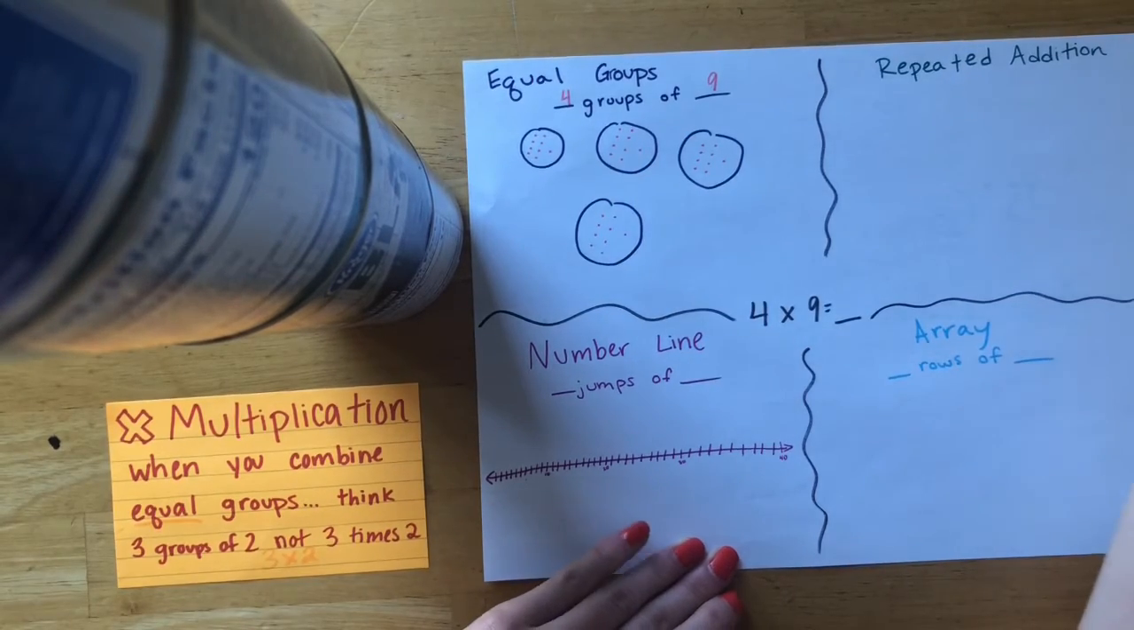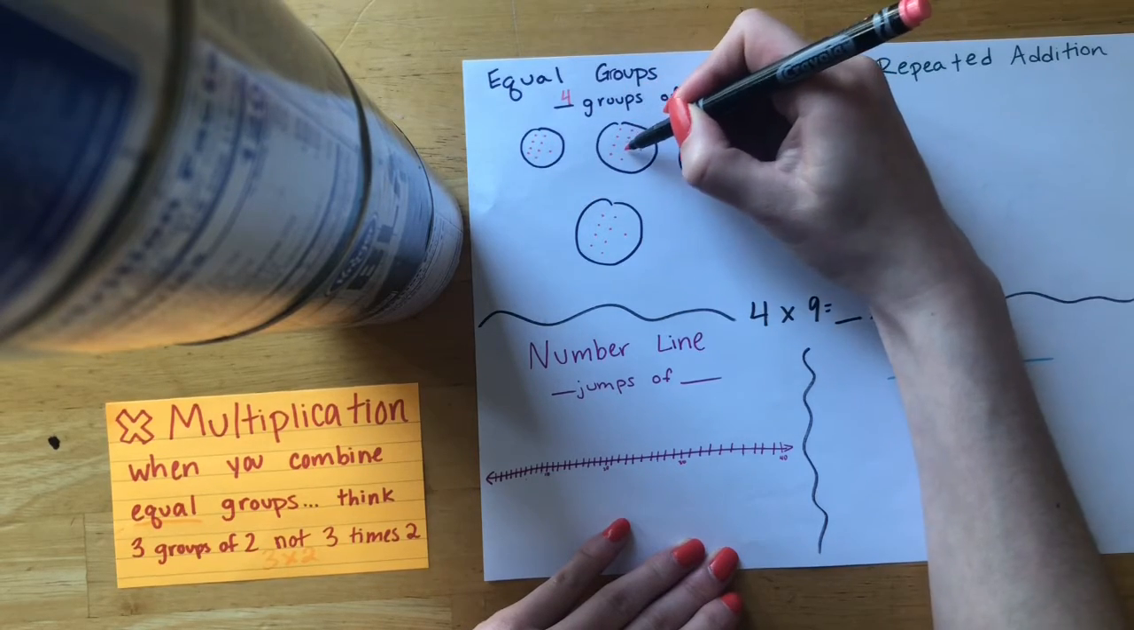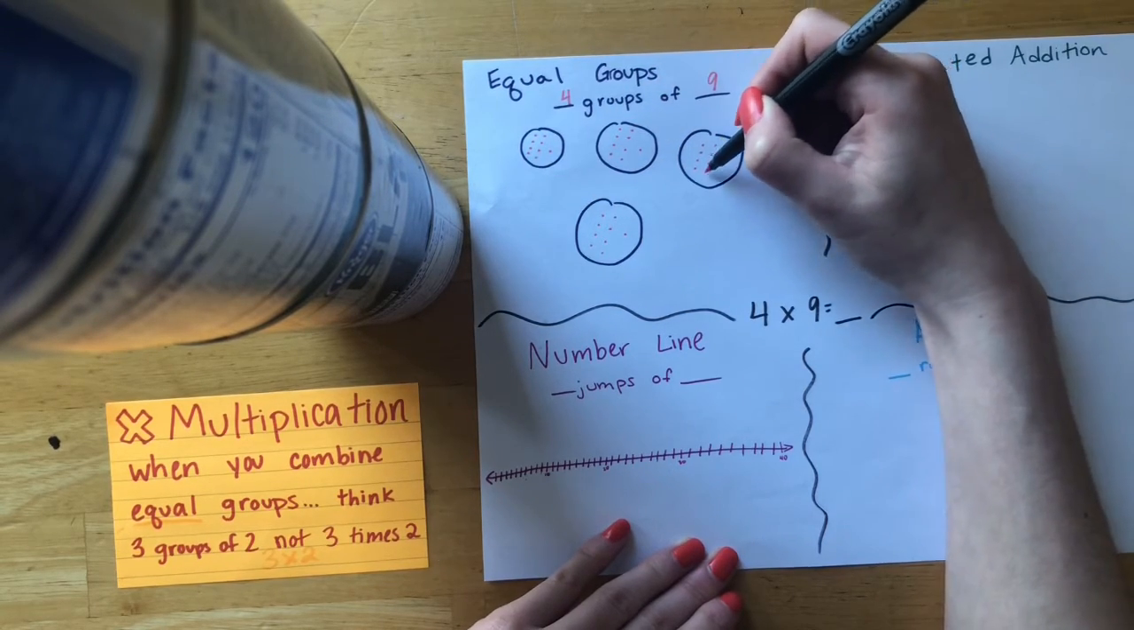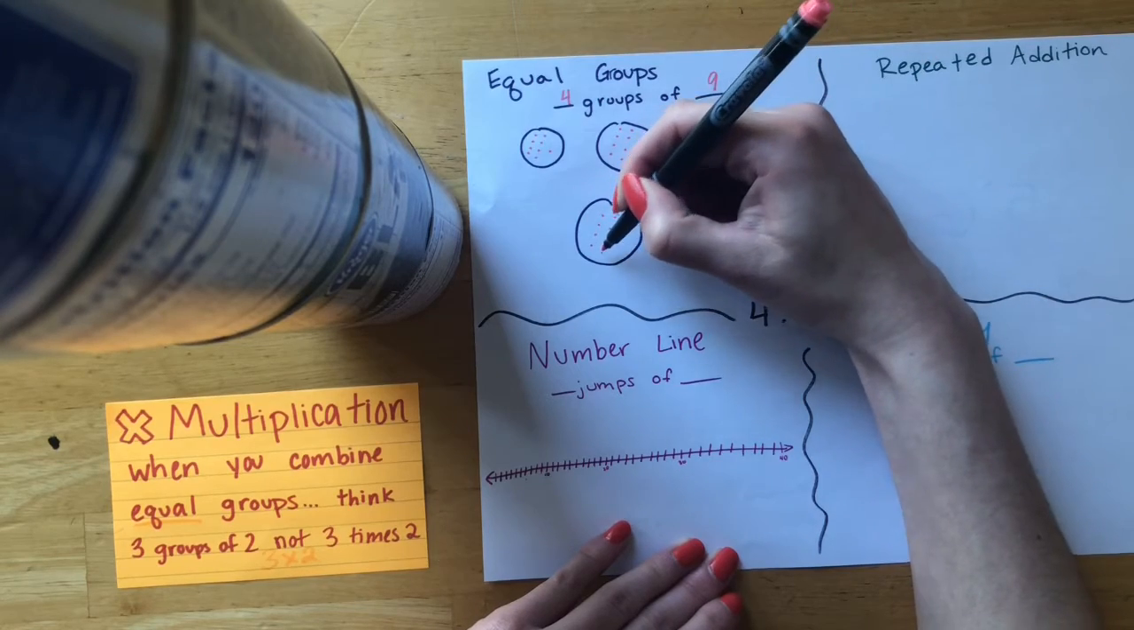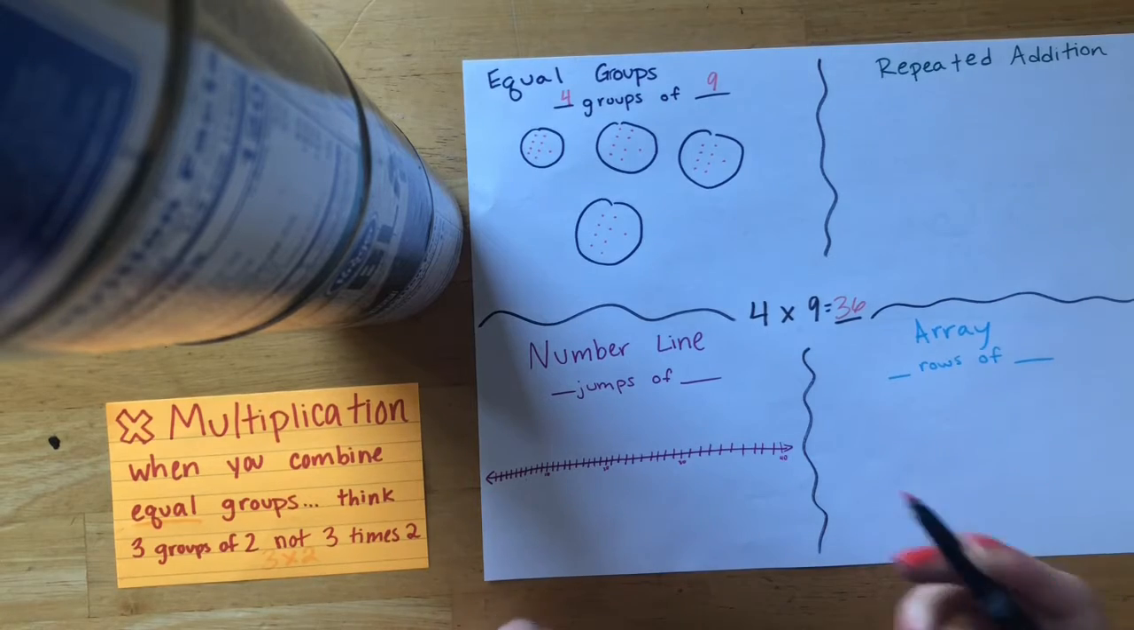Now I have to count up all the dots. 1, 2, 3, 4, 5, 6, 7, 8, 9, 10, and so on, up to 36. So 4 groups of 9 equals 36.